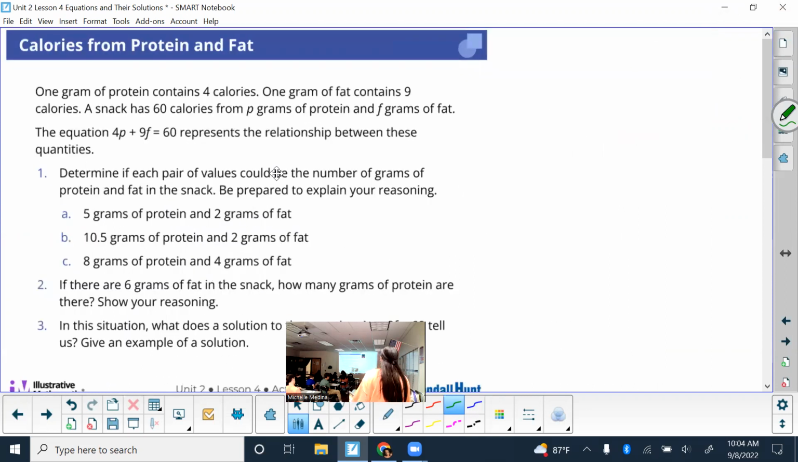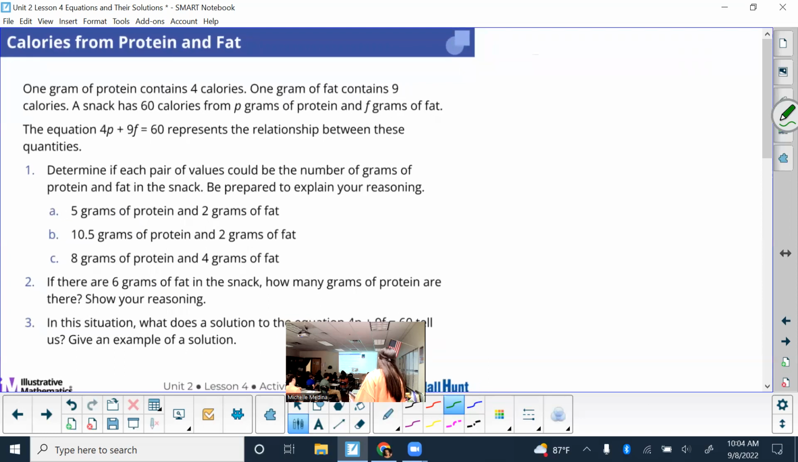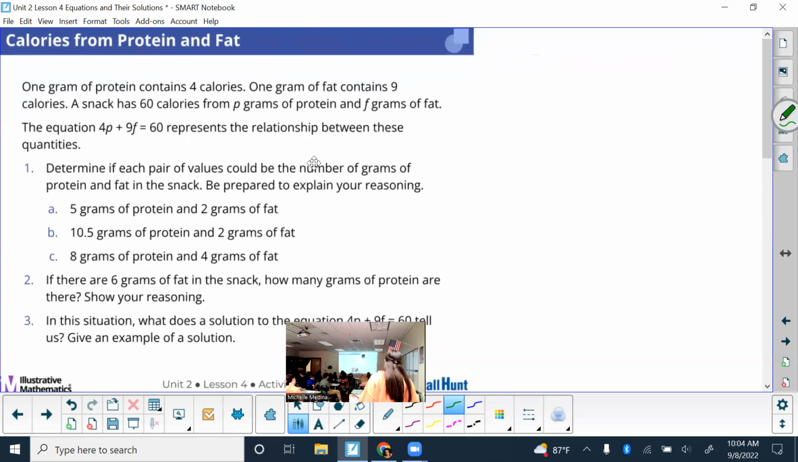All right, but we have 1 gram of protein contains 4 calories. 1 gram of fat contains 9 calories. A snack has 60 calories from P grams of protein and F grams of fat. And there's an equation to represent.